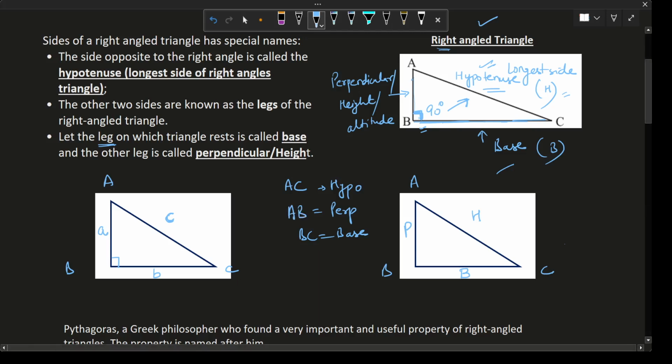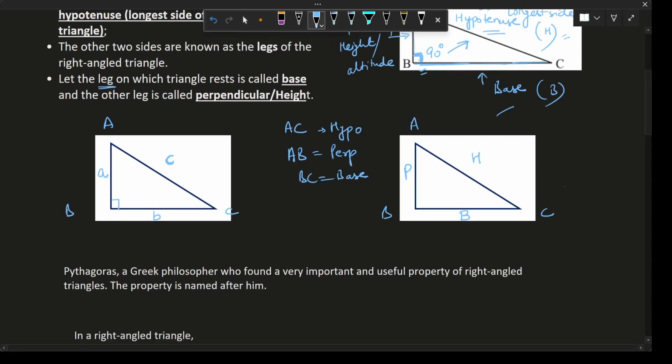Now, who gave this Pythagoras theorem and how is it being used? Pythagoras was a Greek philosopher who found out a very important and useful property of this right angle triangle. And this property is named after him only. What he said is that in a right angle triangle, the square of the length of the hypotenuse is equal to the sum of squares of the other two legs.